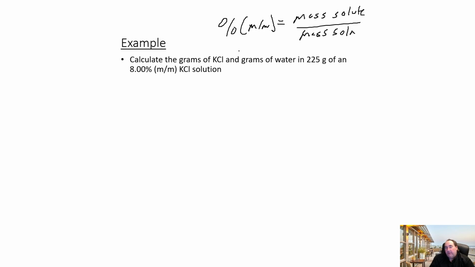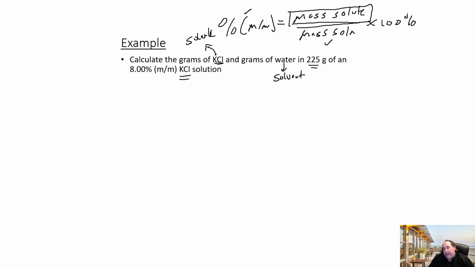Our mass of solute over our mass of solution times 100%. In this case, we're looking for the grams of KCl in a KCl solution. Remember, the name of the solution is our solute. So we're definitely looking for this. And we're looking at how many grams of water, which would be our solvent. And once again, we have 225 grams of this solution. So we do have this, and we do have the percentage, so we can plug and chug into this equation and solve for the mass of the solute.